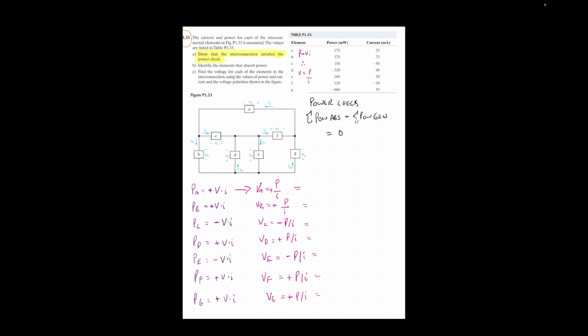Once I solve everything, my voltage value for A will be a positive 7 volt. My VB will be a positive 5 volt. My VC will be a positive 3 volts. My VD will be a negative 8 volt. My VE will also be a negative 8 volt. My VF is going to be a negative 4 volt. And my VG is going to be a negative 12 volt.